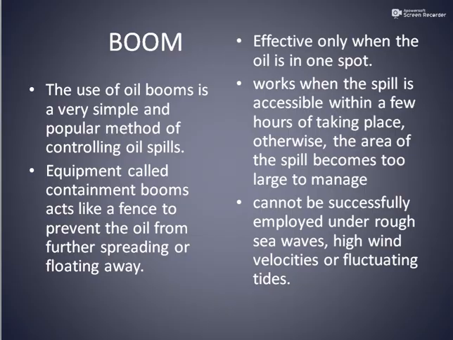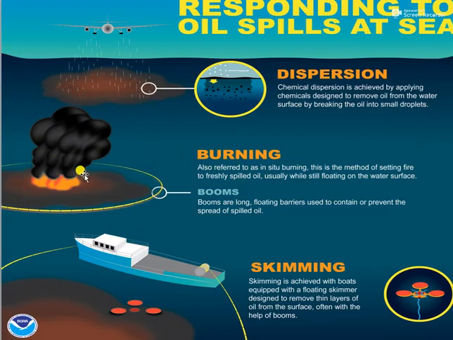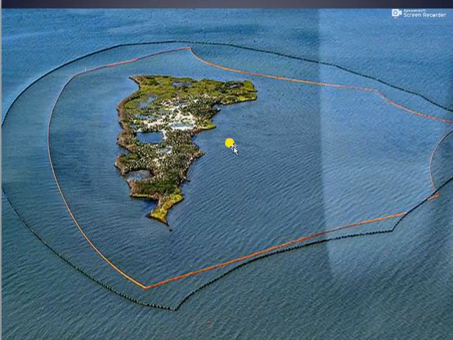So hope you know what a boom is. The boom is a very simple and popular method for controlling oil spills, and the equipment called containment booms acts like a fence to prevent the oil from further spreading or floating away. They are effective only when the oil is in one spot, and it works when the spill is accessible within a few hours of taking place. Otherwise, the oil will become too large to manage, and it cannot be successfully employed under rough sea waves, high wind velocities, or fluctuating tides. So, hope you remember what a boom is. This is a boom which has been depicted over here. This is another picture showing you a boom.